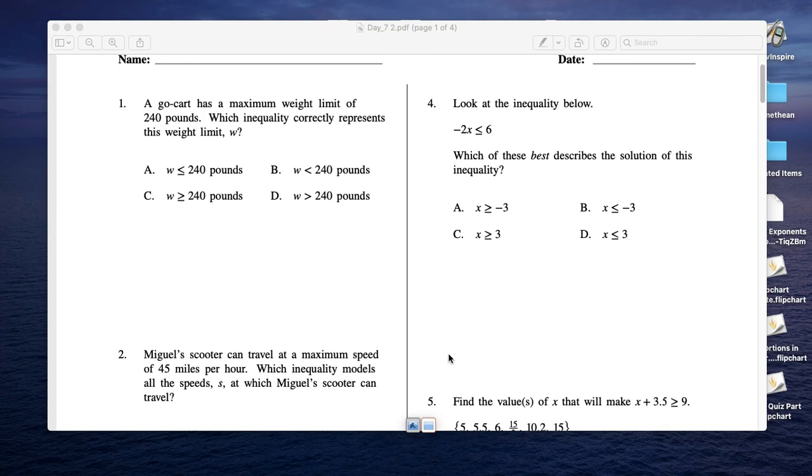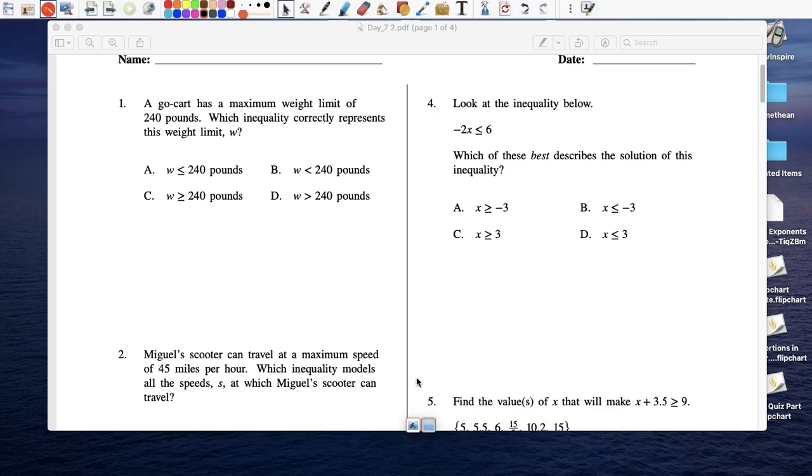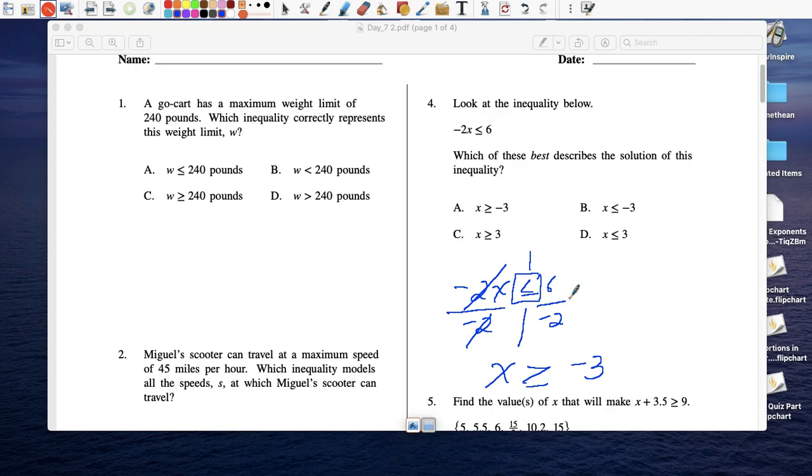Or look at the inequality below, which one shows the solution. Well, let's solve it. Negative 2x less than or equal to 6. We'll solve it the same way we solve equations, with inverse operations. The inverse operation is division, so we're going to divide this by negative 2 and divide this by negative 2. That simplifies to x, right? And 6 divided by negative 2 is negative 3. So remember, when we're dividing by a negative number, we have to change the inequality sign to the other way to keep the inequality proper. Okay? So x is greater than or equal to negative 3.